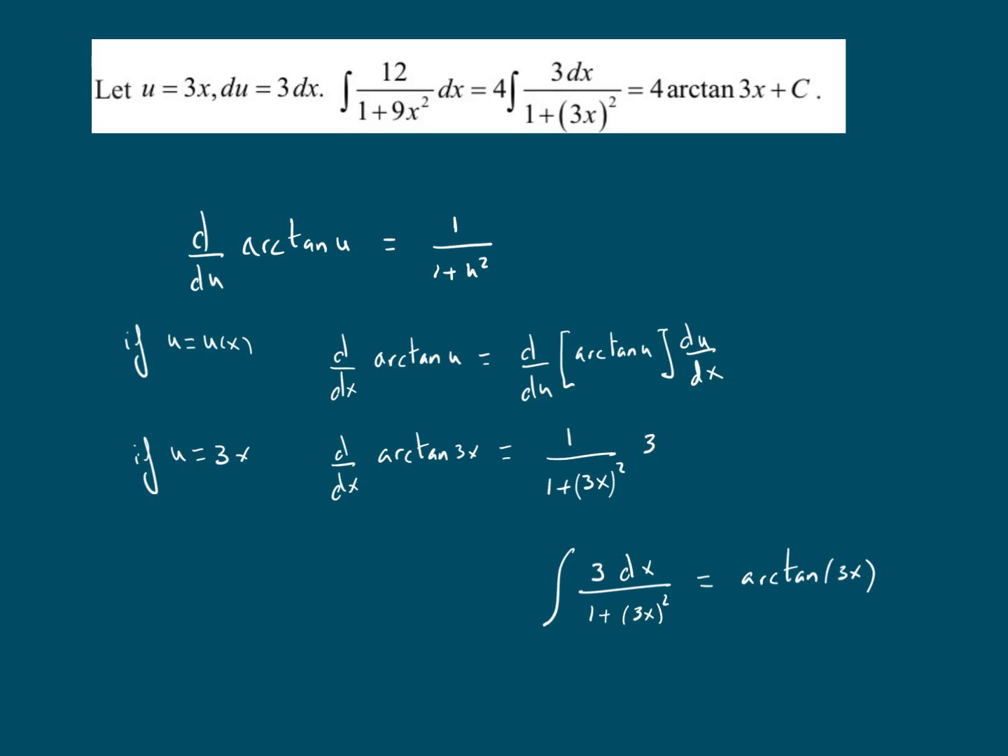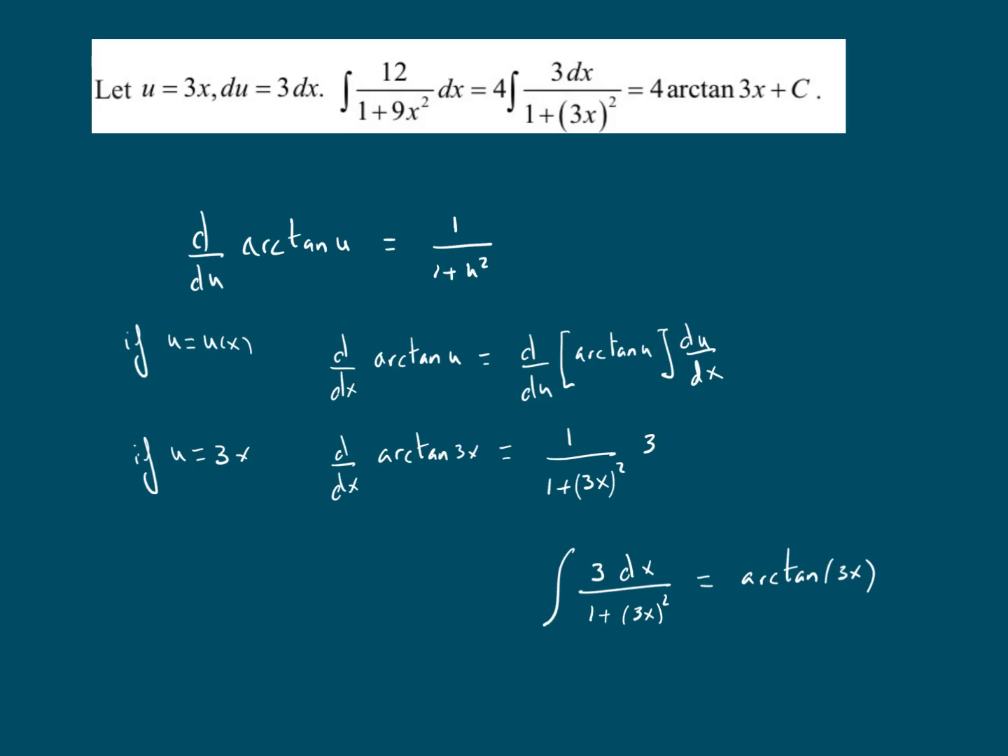So this means that the antiderivative of 3 divided by 1 plus (3x) squared is arctangent of 3x. You see there is a 3 here, but here there is 12, so there is 4 times 3, 12. So there is 4 times arctangent of 3x plus c, which is the final answer for this problem.